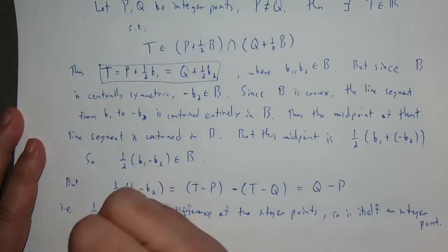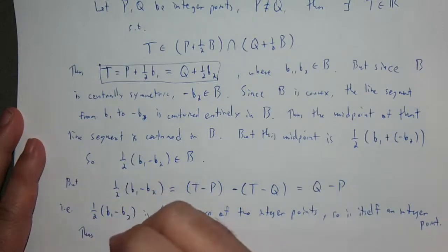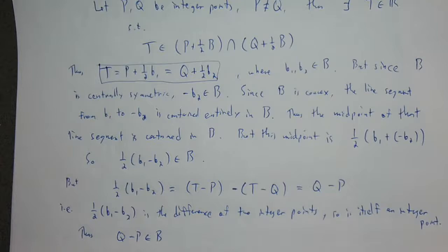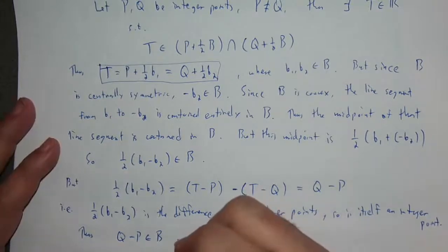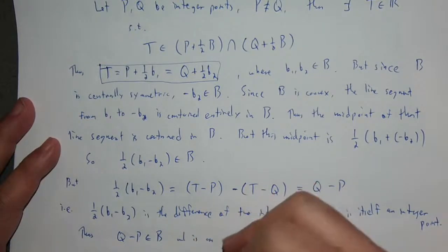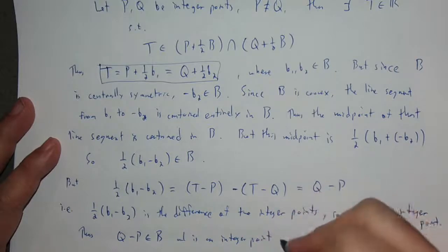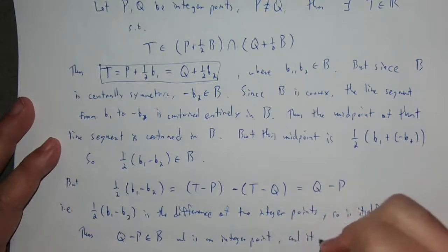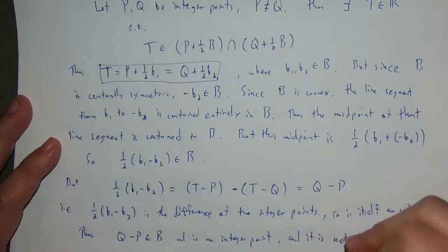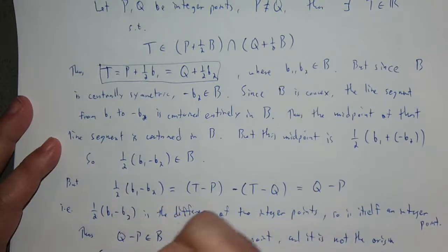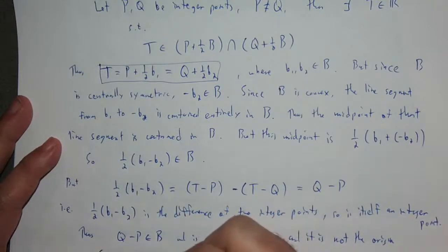Thus, q minus p is in B and is an integer point. And it is not the origin, since p and q are distinct.